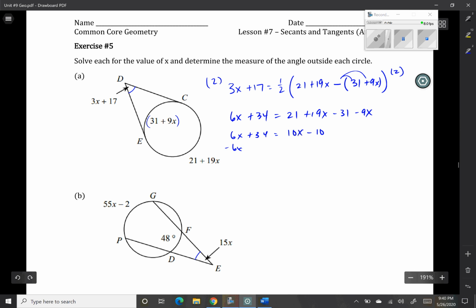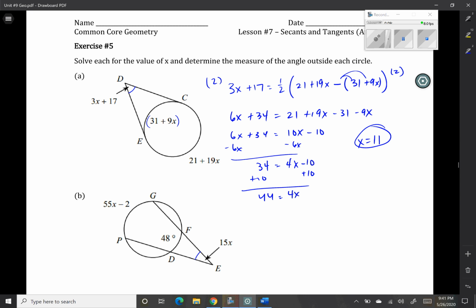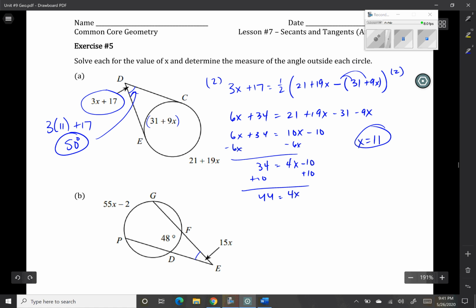If I subtract 6x, I have to try and keep my x's positive if I can. Add 10 to both sides. I have 44 is equal to 4x divided by 4. And I get x is equal to 11. Now it says to find the value of x and determine the measure of the angle on the outside. So if x is 11, 3 times 11 plus 17 is 33 plus 17. So that's 50 degrees. That's this angle here.